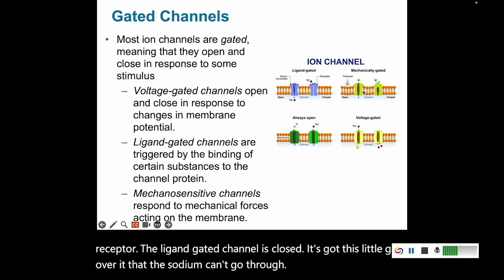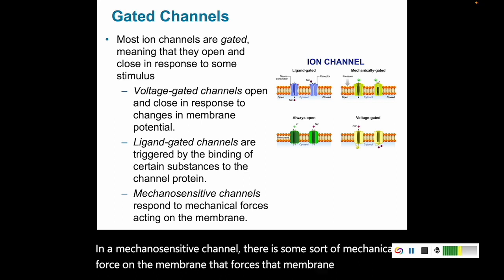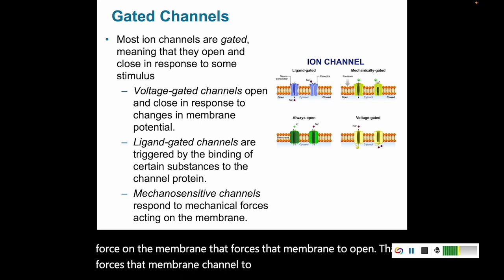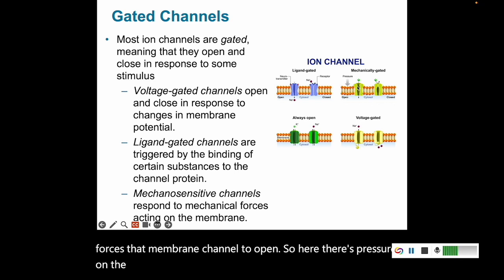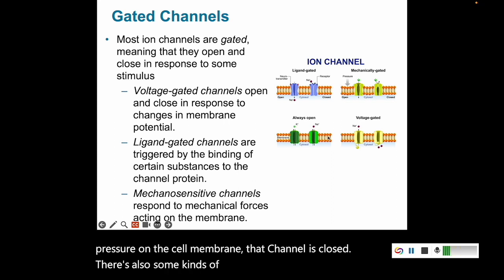In a mechanosensitive channel, there's some sort of mechanical force on the membrane that forces that membrane channel to open. So here there's pressure on the cell membrane, which opens this channel. When there's not pressure on the cell membrane, that channel is closed. There's also some kinds of channels that are always open.